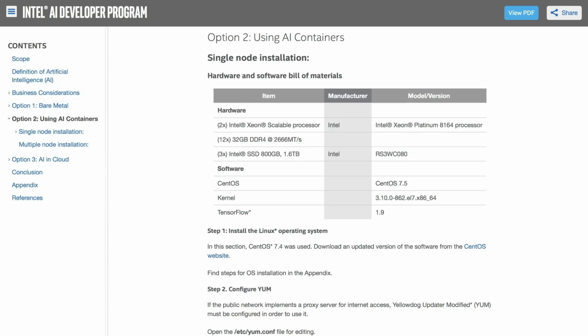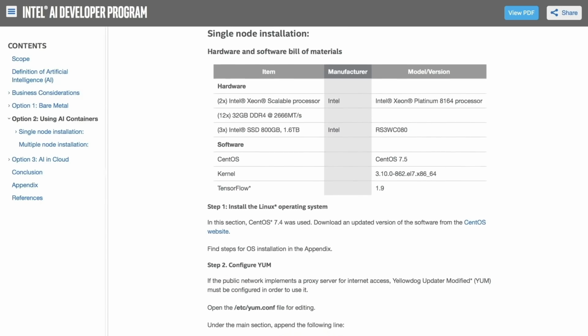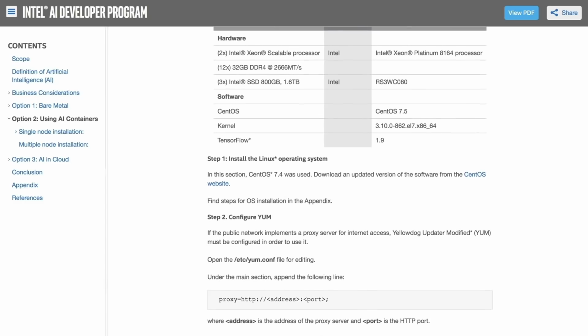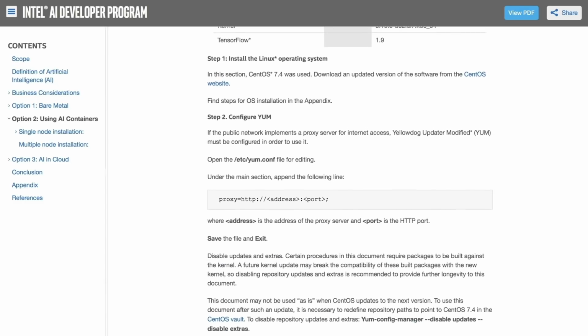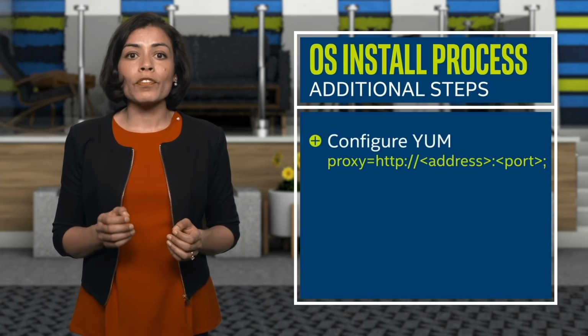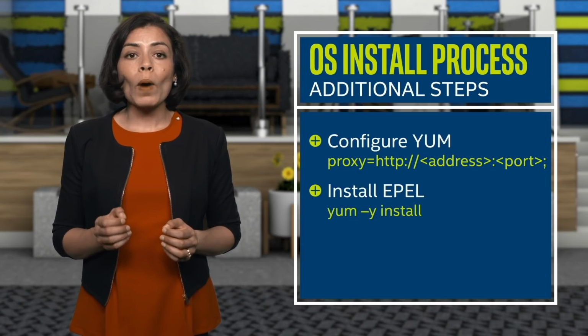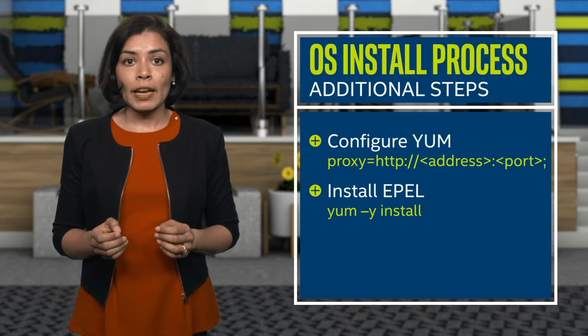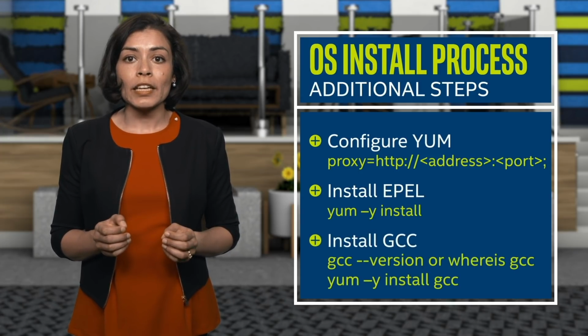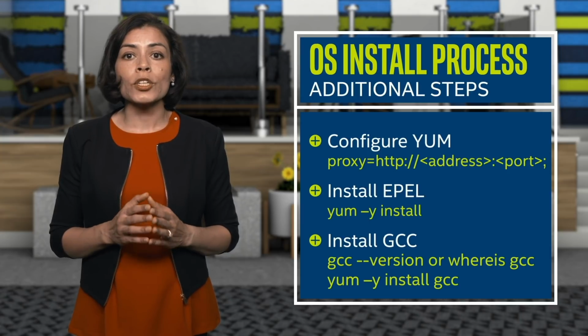The first step for deploying the container on an Intel Xeon Scalable platform is very similar to those followed in bare metal deployment. Once you have configured the hardware, you would install an OS. In our example, we are using CentOS. Detailed steps on OS installation are also included in the guide for your reference. Once you've installed the OS, you will need to configure Yum, install EPEL, which provides high-quality add-on software packages for Linux distributions. And lastly, install the GCC if it's not already part of your OS installation.